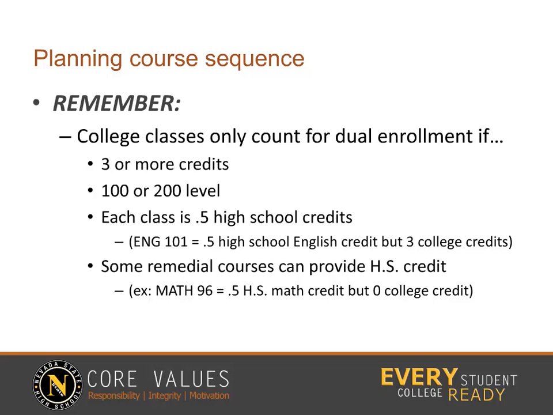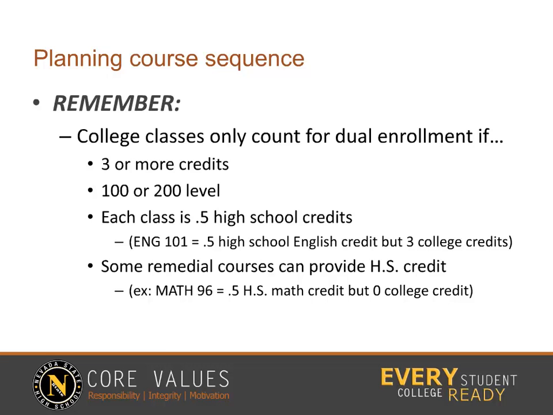Here are some general rules that you will need to remember as you plan, and they are listed on top of the high school resource form. In order to receive high school credit, you need to be taking classes worth 3 or more credits. They cannot be higher than 200 level. For each class that meets this criteria, you will earn half a high school credit. For example, English 101 is a 3-credit college class, but only provides half a high school credit.